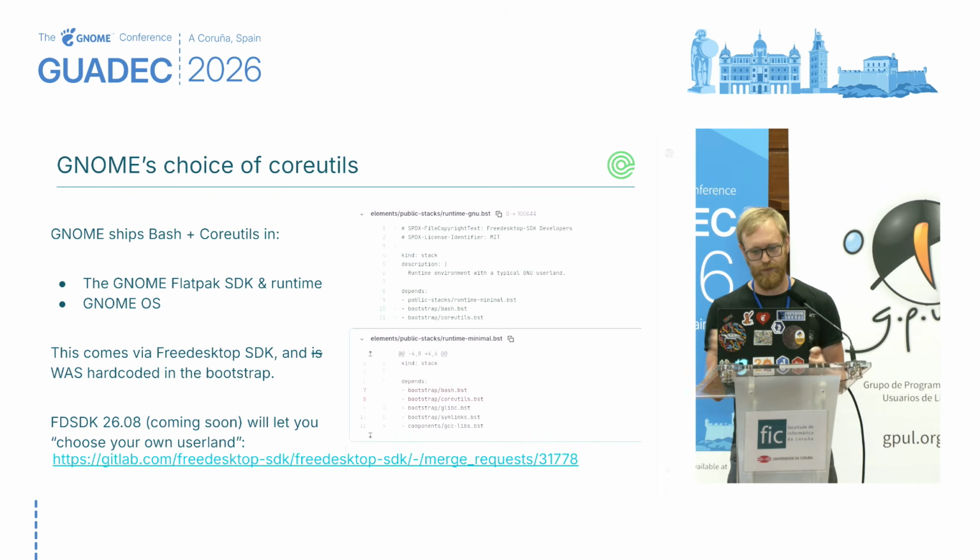Until now. So I've been working on a branch which hopefully is close to landing. I need to buy Javier more dinners, I think, before it will land. And in short, it removes Bash and Coreutils from runtime minimal. So that minimal stack no longer contains any shell or any utilities. And it adds a new runtime GNU stack, which contains Bash and Coreutils as before. So if you don't want any changes, you can just use the other stack.